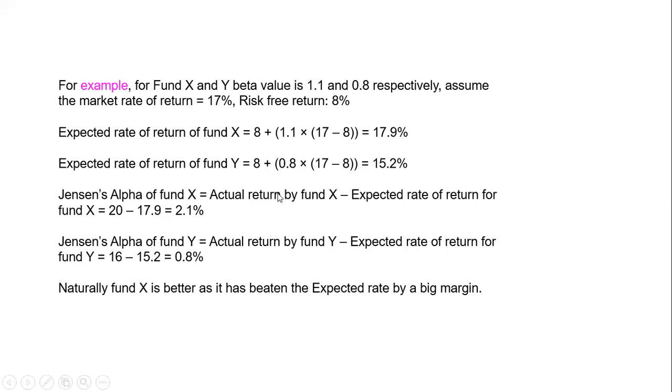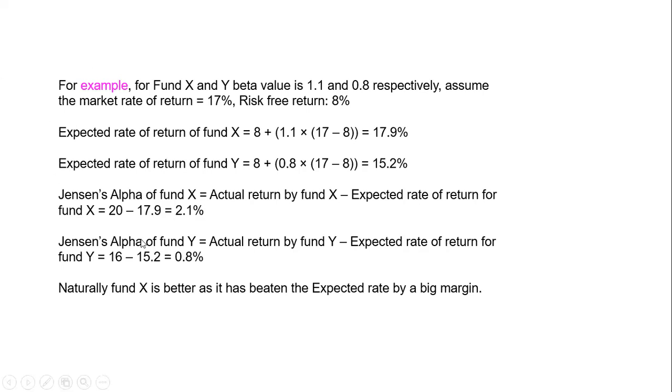So actual return is more than the expected return. In this case, fund X is outperforming. It is giving more returns, 2.1%. We are expecting only 17.9, but we are getting more, 20% in this fund. 2.1 is extra, positive alpha, positive Jensen Alpha of fund X, superior performer.